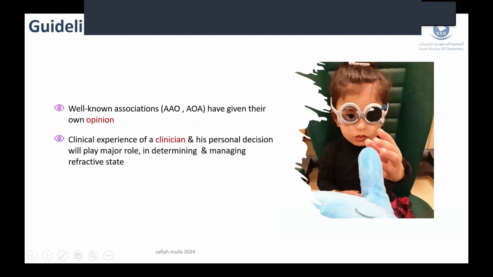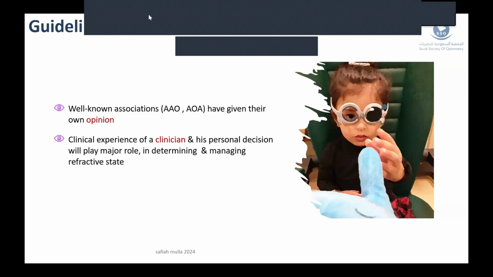Okay, so all the well-known associations have given their own opinion regarding the care of children. You will find a lot of brochures and different articles regarding this. However, the clinical experience of the clinician himself and his personal decisions will play a major role in determining and managing the refractive status of the child.